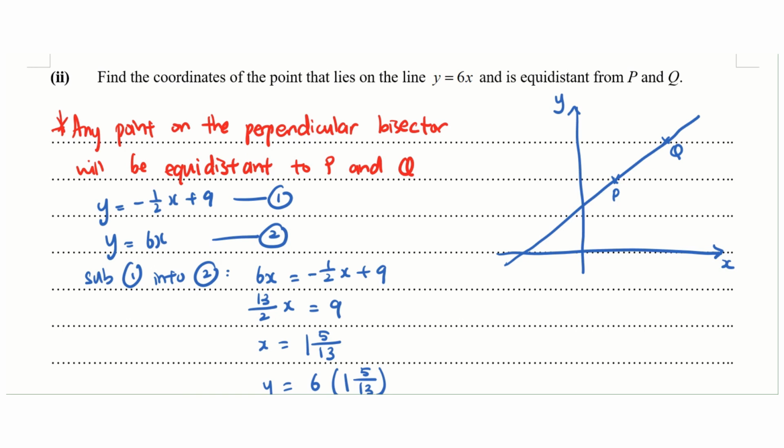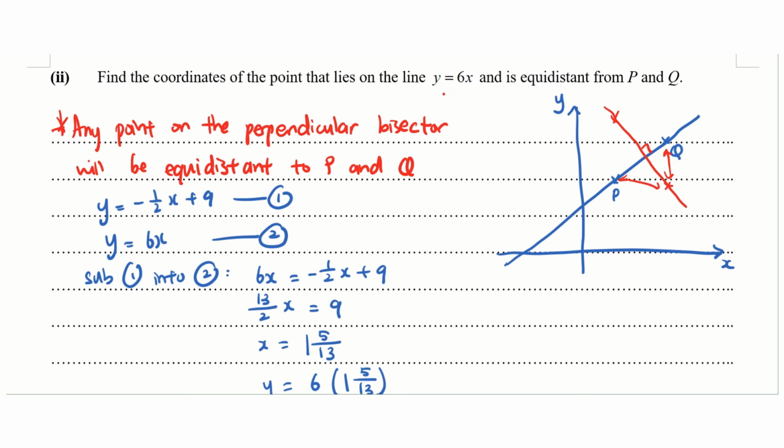And now we are at the very last part, where we want to find the coordinates of the point that lies on the line y equals 6x and is equidistant from P and Q. If you recall from the beginning of our discussion, the application of perpendicular bisectors is that any point found on the perpendicular bisector of the line PQ will be equidistant from P and Q.